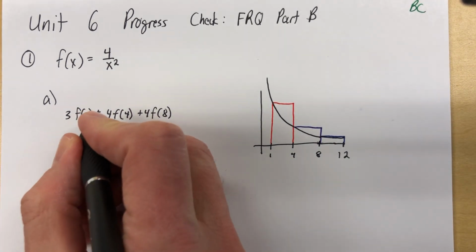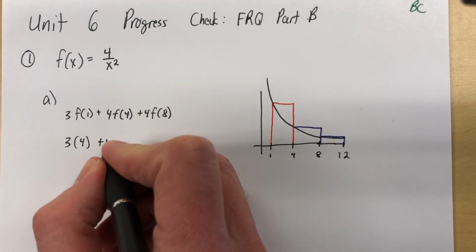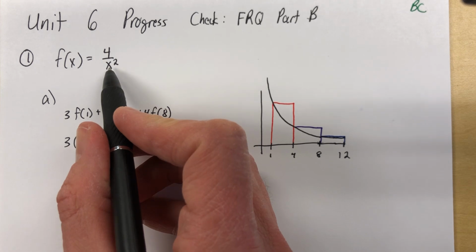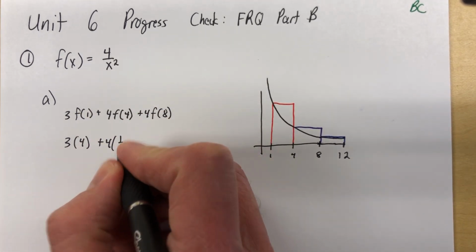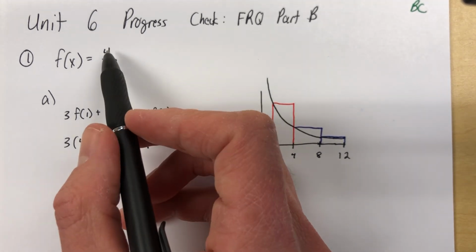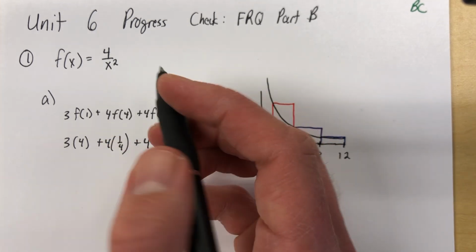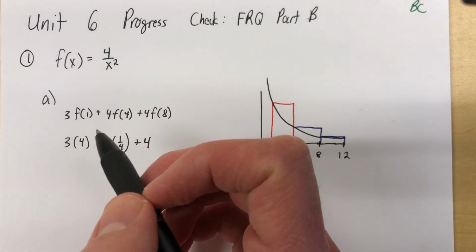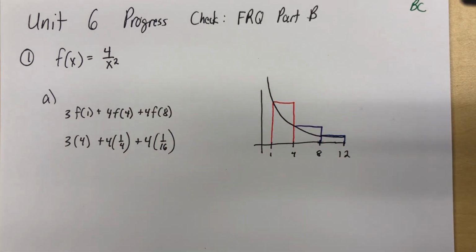So 3 times f of 1, plug a 1 in, you'd get a 4. All right, plus 4. Plug a 4 in here, you'd have 4 over 4 squared. That would just give me 1/4. That's convenient. And then 4, and then we're going to plug in an 8. We have 4 over 8 squared. 8 squared is 64. 4 divided by 64 is going to give me 1/16. And now we'll just do some simple math.